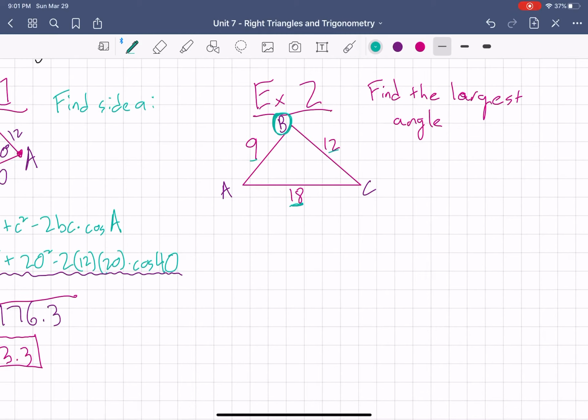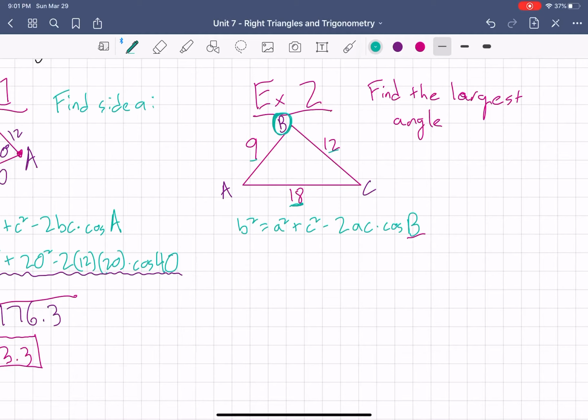So we're going to use our law of cosines. b squared equals a squared plus c squared minus 2ac times the cosine of B. And in this case, big B is going to be our variable. So let's plug in each of those values.